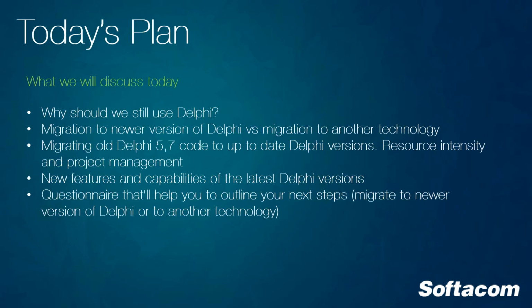Okay, I suggest we go next and discuss today's plan, like an agenda. In the beginning, I will say a couple of words about what Delphi is right now and in the past, and why we should still use Delphi. Also, we will discuss what's the best way to migrate to new up-to-date Delphi versions, like Tokyo or Rio, or maybe it doesn't make sense, so we have to migrate to another technology.